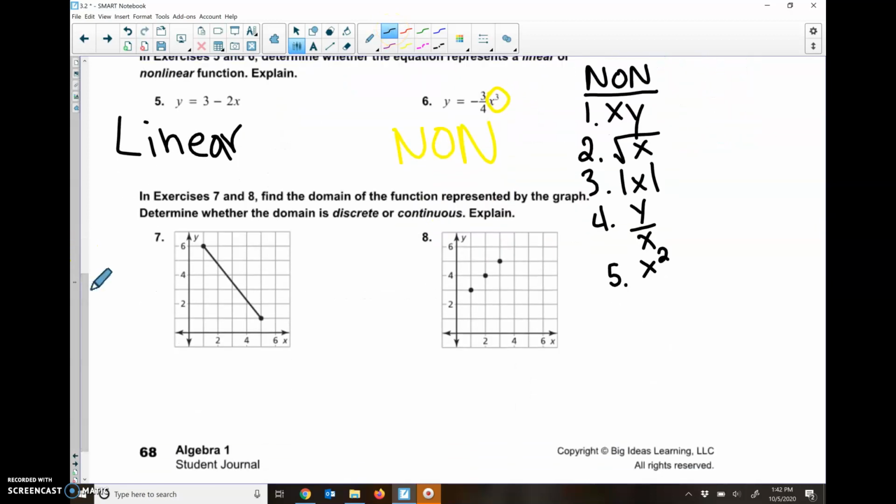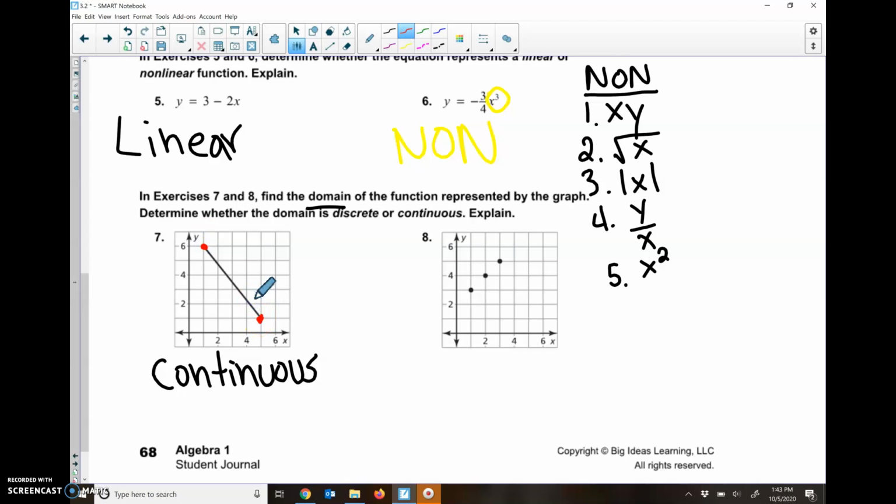All right, 7 and 8 want us to tell if it's discrete or continuous. Okay, so remember, discrete means it has the dots. Continuous means it has the lines. This one is a straight line, so this one is going to be continuous. And then it also wants us to find the domain. So not the range, just the domain. Remember, domain is my x's. So that's the furthest left point. Let's pick a color other than black. So my furthest left of the graph to the furthest right of the graph.